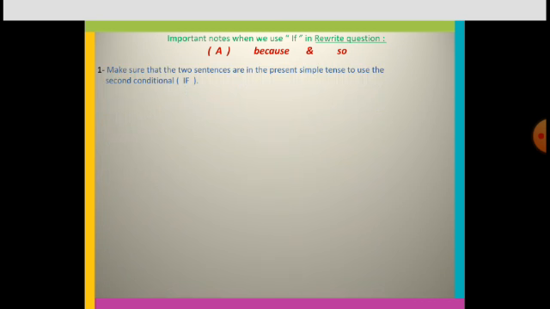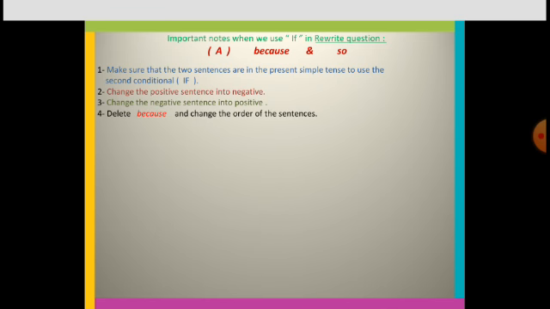Make sure that the two sentences are in the present simple tense to use the second conditional if. Change the positive sentence into negative. Change the negative sentence into positive. Number 4, delete because and change the order of the sentence.